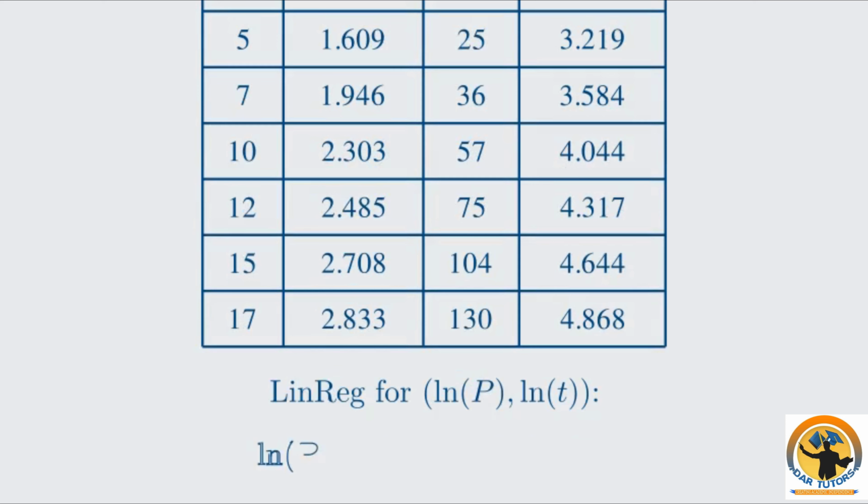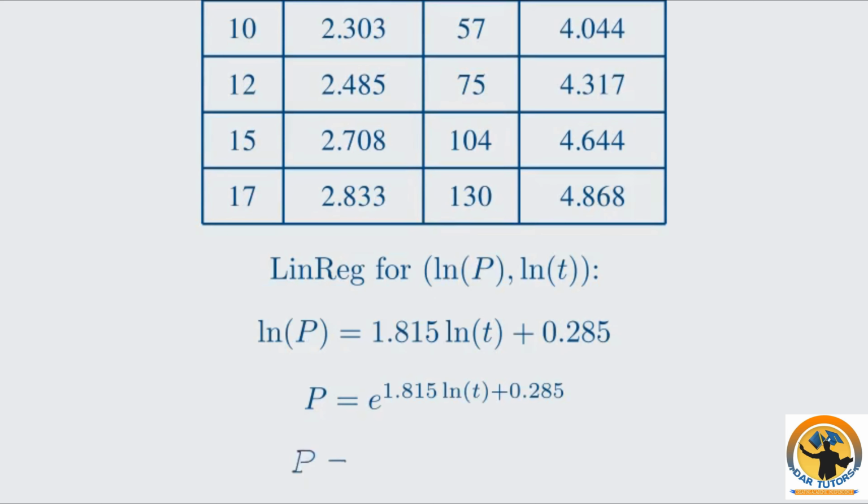Now we perform linear regression on ln P and ln t. Our calculator gives us a gradient n of approximately 1.815 and a y-intercept c, which is ln a, of approximately 0.285. The R-squared value of 0.997 confirms this is an excellent fit.